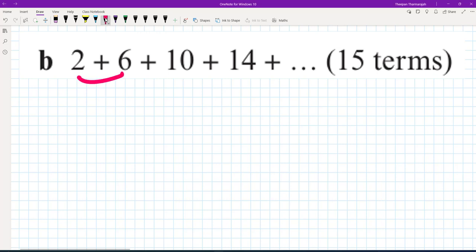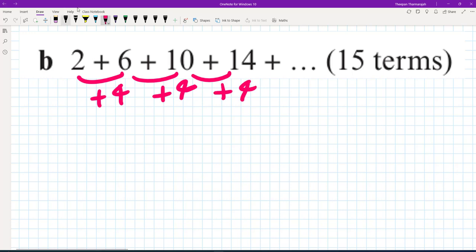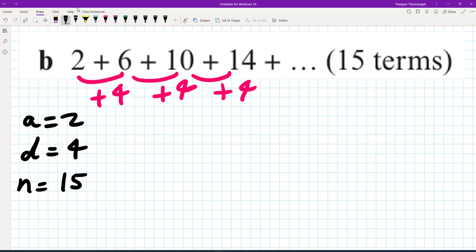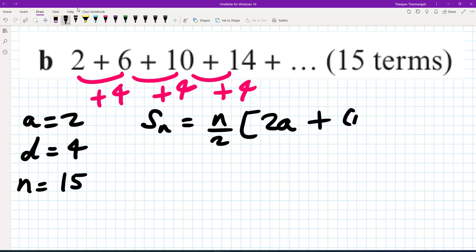So welcome back. So we've got +4, +4, and +4. That's our common difference. So a is 2, d is 4, and they tell us that n is now 15 because we've got 15 terms in our series. So Sn is n over 2 times 2a plus n minus 1 d.